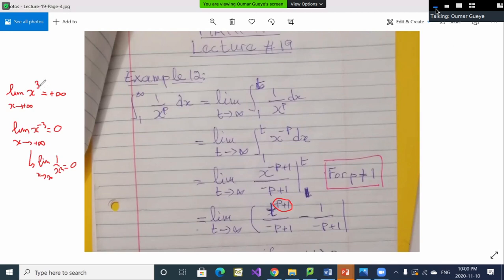To infinity, the second term here does not change because it does not depend on t. No matter what t does, this is still equal to the same thing. Okay, the problem is the first term, and depending on the sign of the exponent, you will not get the same result. When the exponent here is positive, as I said, the limit is going to be infinity. And when the exponent is negative, the limit is going to be 0. And that's exactly what we're going to apply here.